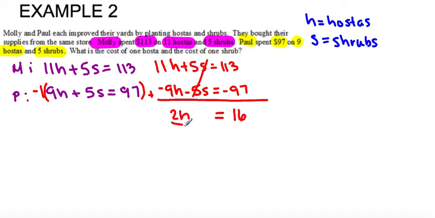To get H by itself, I divide by 2 on both sides. So H equals 8. So the cost of 1 hosta is $8.